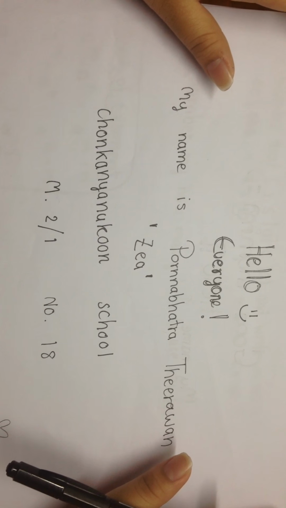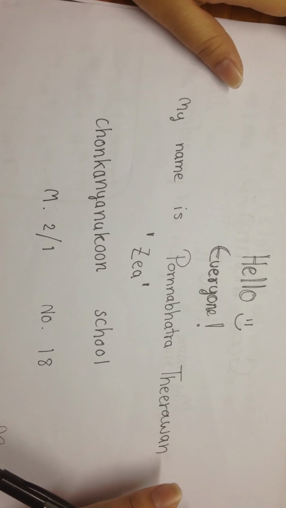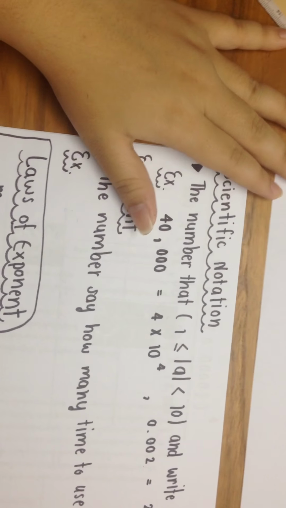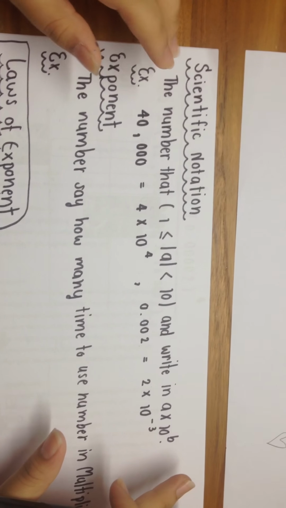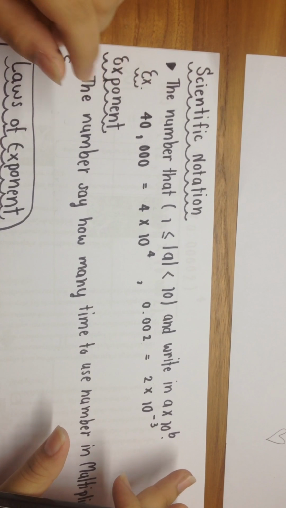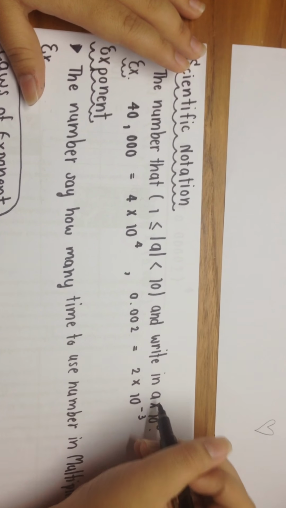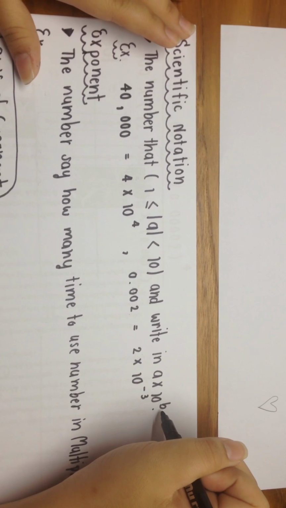So today I'm going to teach you about scientific notation. Do you know scientific notation? Scientific notation is a number that is more than or equal to 1 but less than 10, and we write it as A times 10 to the power of B.